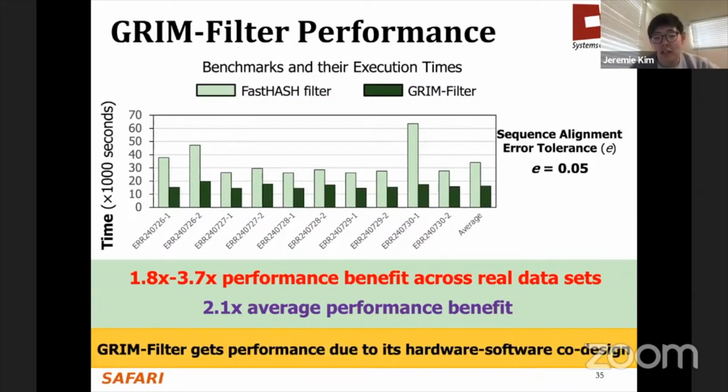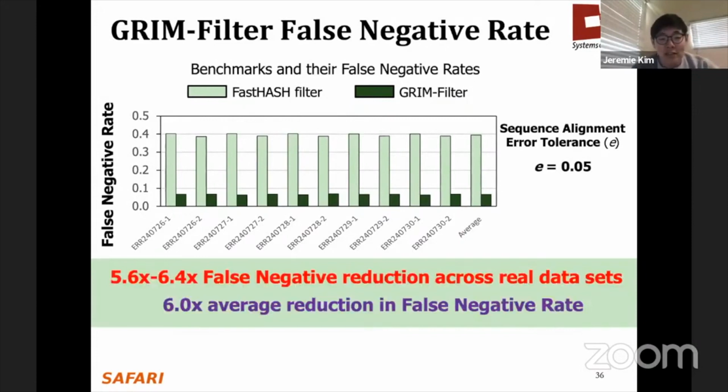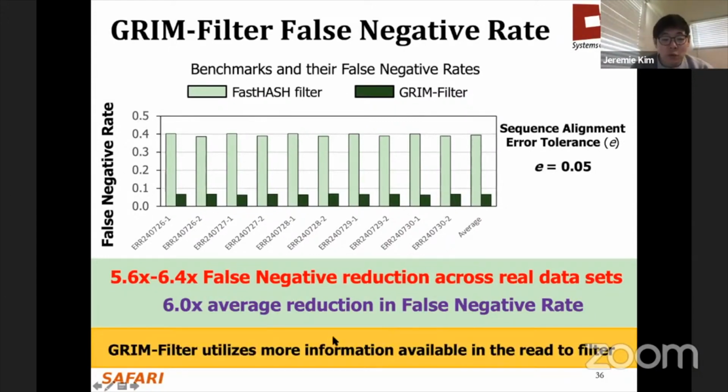And GRIMFilter gets a lot of performance due to its hardware and software co-design. So in terms of the false negative rates, where the false negative rates here are on the y-axis, we get up to 6x fewer false negatives, which means that you can check much fewer locations for alignment. And GRIMFilter utilizes more information available in the read to filter, because we're extracting overlapping tokens, whereas a lot of places don't use the overlapping information, and so throw out a lot of information that might be there.